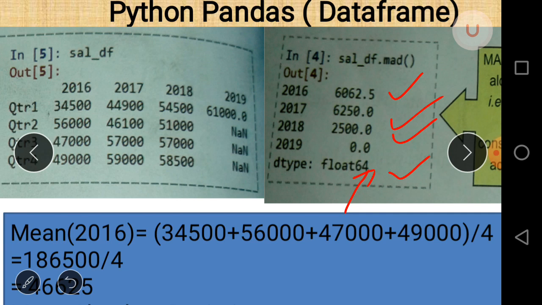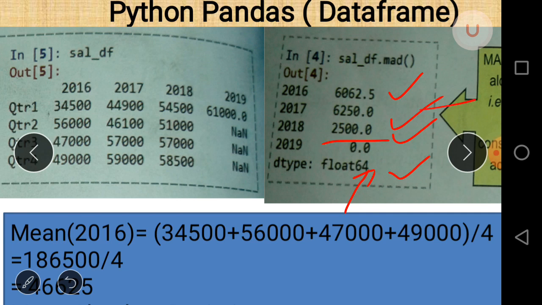And why is it 0 for 2019? Because most of the values are NaN, and NaN stands for not a number. So there is only a single value, and when we want to take the mean, the mean is again that value, that is 61,000, and when we take the difference, 61,000 minus 61,000 is equal to 0. That's why 0 appears here.